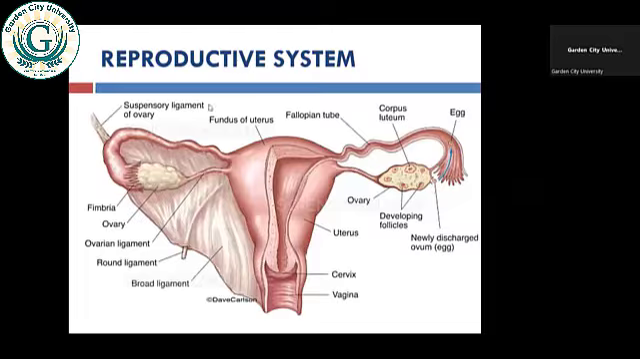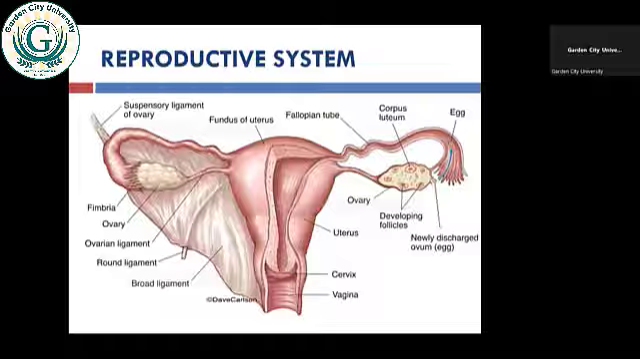Hello. Hi. Sorry for the break in transmission. It was due to technology error. Technological error. So we'll continue. This is the diagram of the reproductive system, female reproductive system.